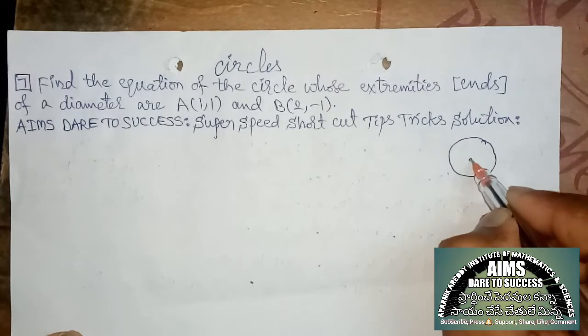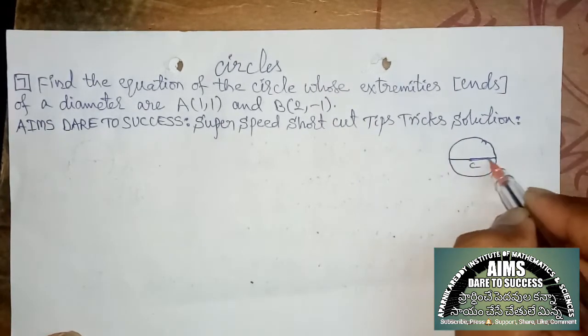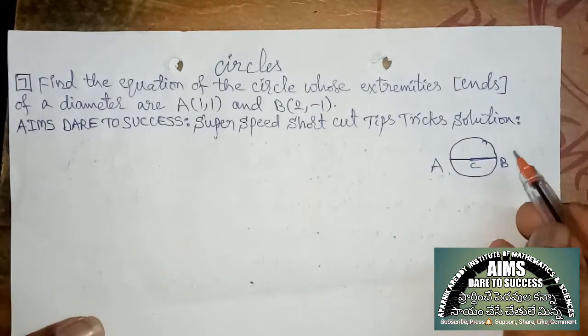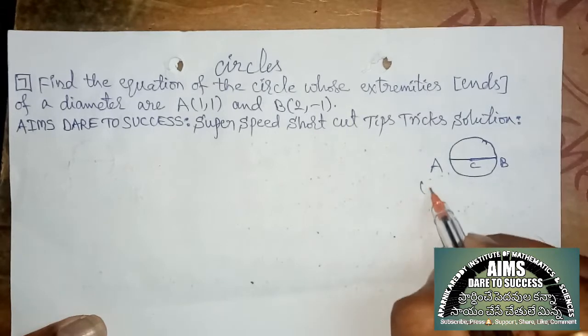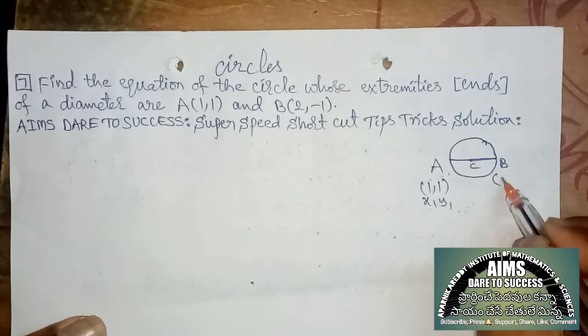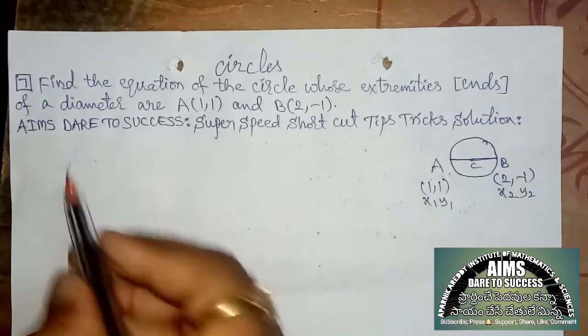This is a circle. This is the center of the circle. Passing through the center of the circle, this is the diameter of the circle. A and B are the ends of the diameter. So A, the given value, is (1, 1), let it be (x1, y1), and B is (2, -1), let it be (x2, y2).